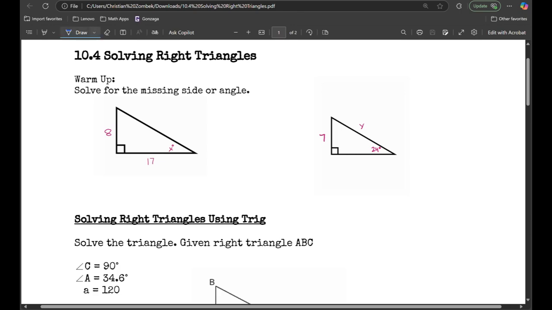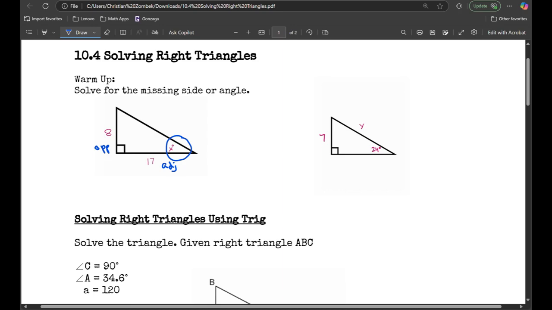So we're going to go ahead and circle X. It's a missing angle. Then we're going to label our sides. Across from X is going to be the opposite, and next to the X is going to be the adjacent. All right, we don't know what the hypotenuse is.